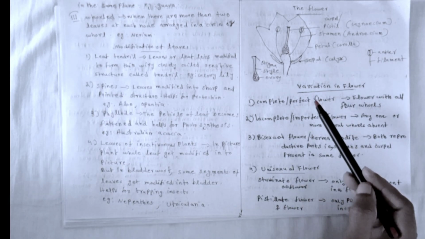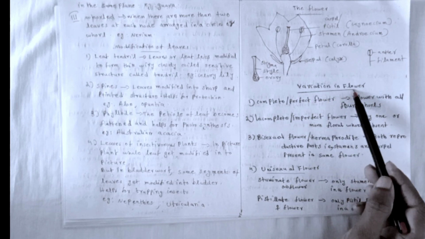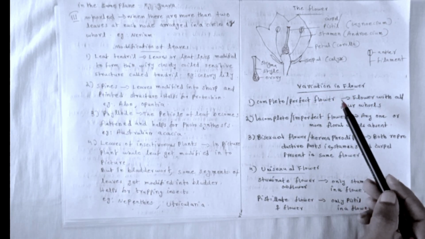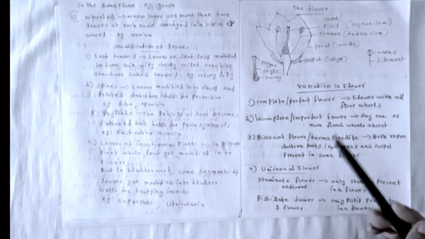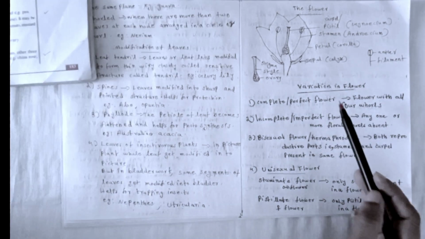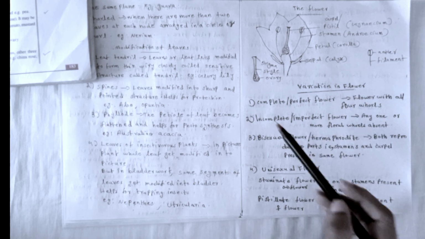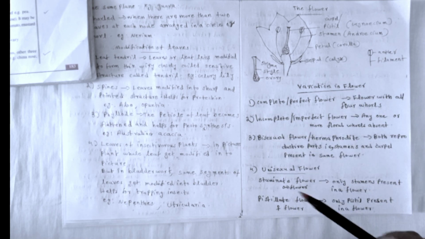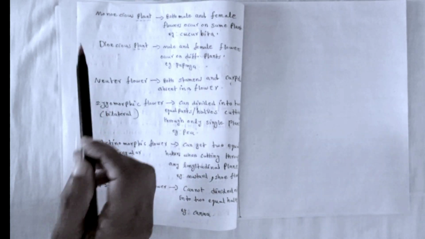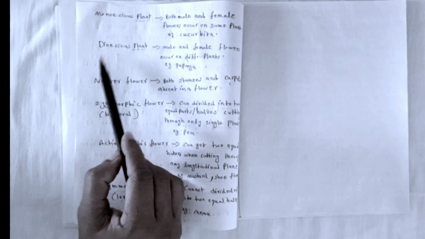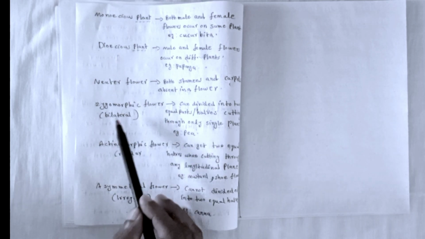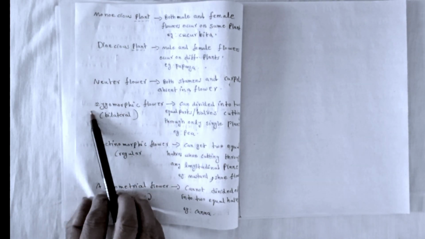Then variation of flowers. There are different types of flowers. The structure is different. The variations of flower are: complete, incomplete, bisexual flower, unisexual flower, monoecious plant, dioecious plant, neuter flower, zygomorphic flower, actinomorphic flower, and asymmetrical flower. There are different types of flowers. We can study one by one.